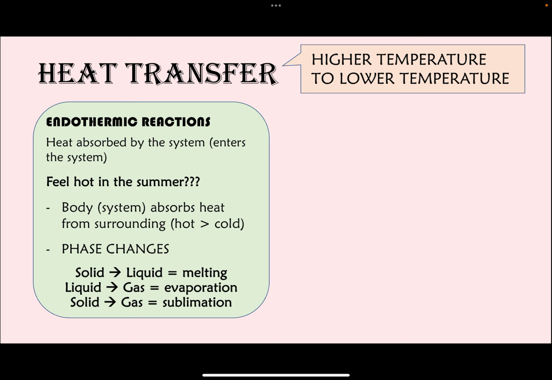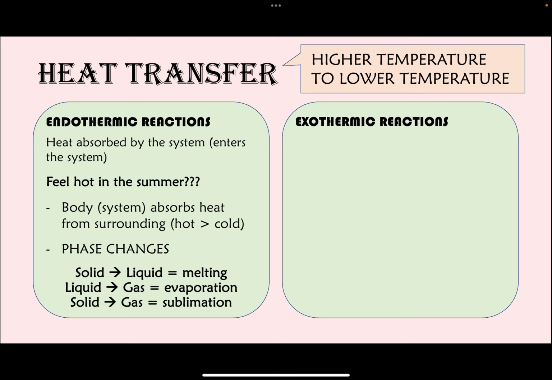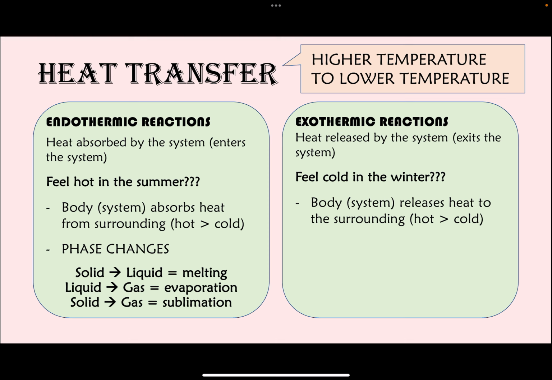Okay. On the other hand, we have the exothermic reaction. These are when heat is released by the system, meaning it exits the system. An example of that is we feel cold in the winter. That's because everything around us, our surrounding, is cold. So in this case, the heat is leaving our body, because remember, again, it goes from the hotter object to the colder object. So heat leaves our body, it goes from the body to the environment or the surrounding. So that's an example of an exothermic reaction.